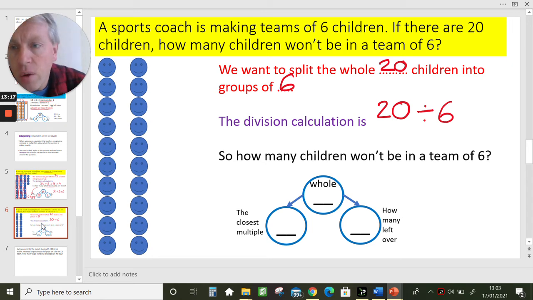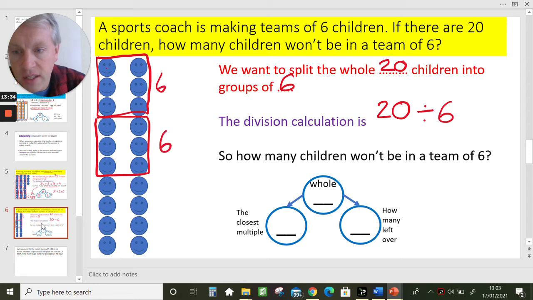Let's try it. 1, 2, 3, 4, 5. We can put them into a team of 6. And then we make another team of 6. So 6 in the first team, 6 in the second team, 2, 3, 4, 5. 6 in the third team.